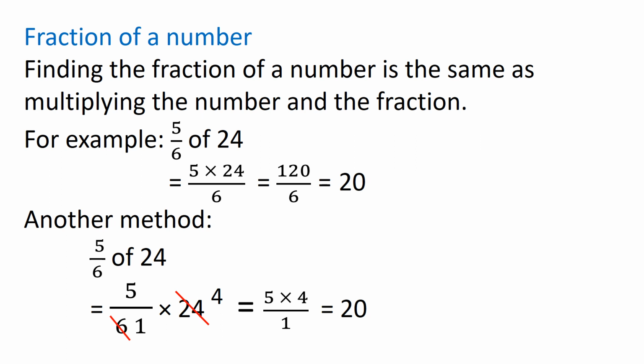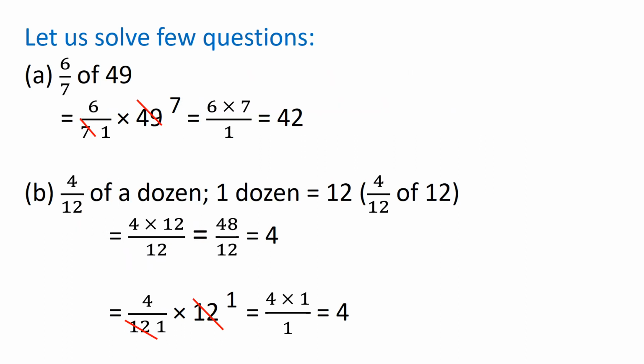There is another way to find this answer. As we know, 24 comes in the table of 6. So 6 4s are 24. So we can cut both 6 and 24 and write 4 in the numerator and 1 in the denominator. Now it will be equal to 5 into 4 upon 1, which is equal to 20 upon 1, which is 20. Let us solve two examples.